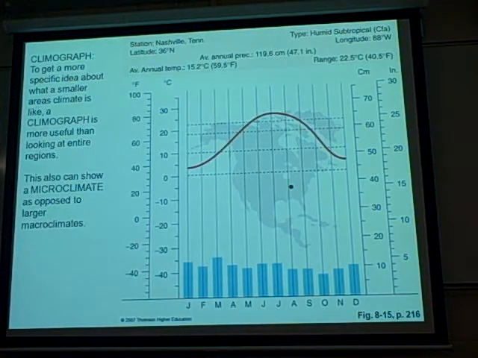Well, most of this is pretty self-explanatory. We've talked about climagraphs before. They're useful for doing an analysis and finding out about one specific area. So this here is Nashville, Tennessee. As you look, they get warm in the summers and they get cool in the winters, not too cool though compared to Minnesota here. And they get a decent amount of precipitation year-round.